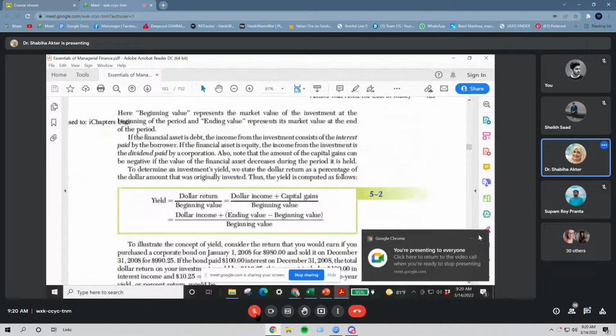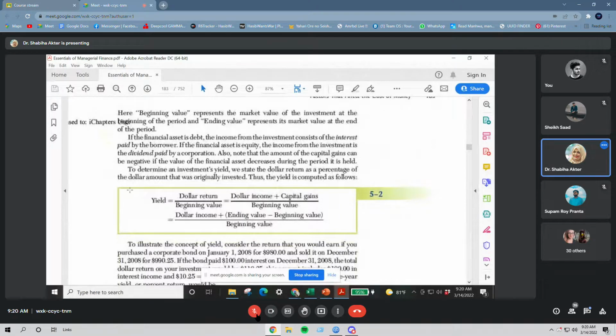Now dollar yield. To determine an investment yield, we state the dollar return that we saw before as a percentage of the dollar amount that was originally invested. So here this is the formula: dollar return divided by beginning value. This is the formula for yield. Now how can we break this formula down further?